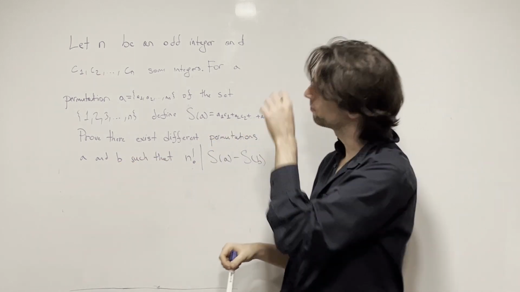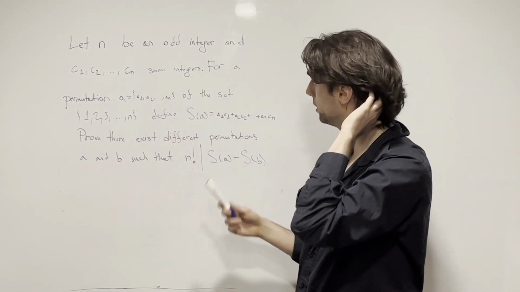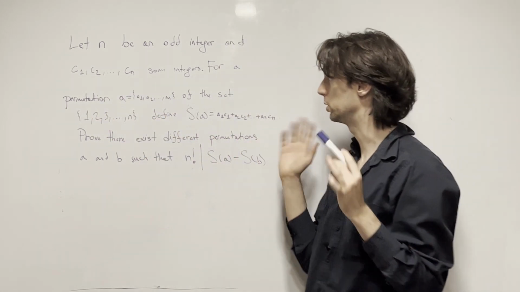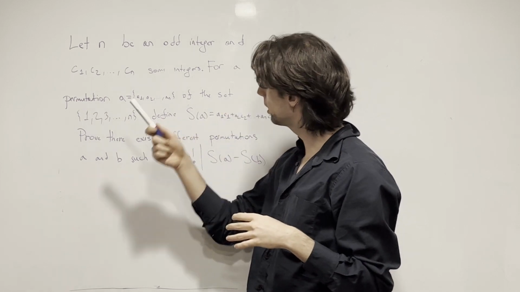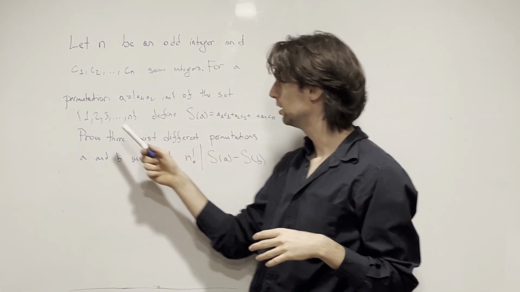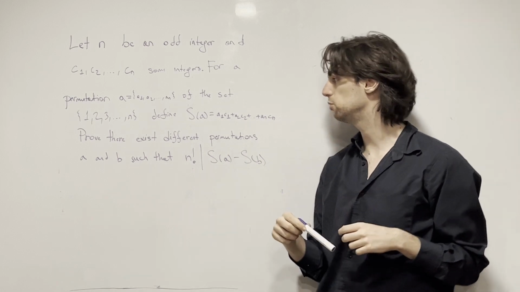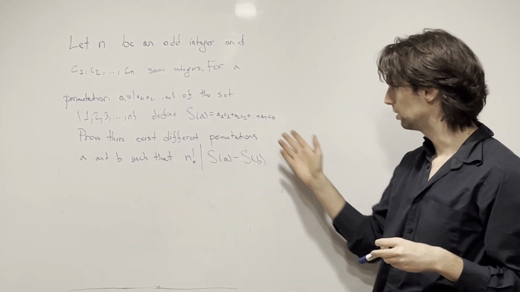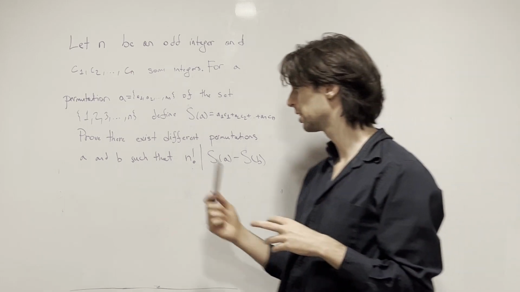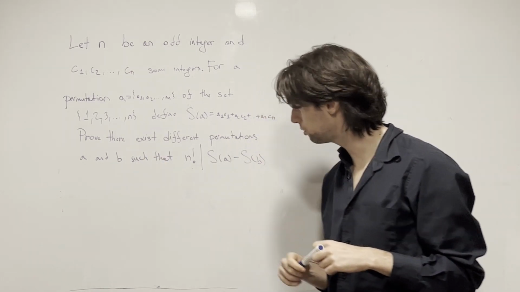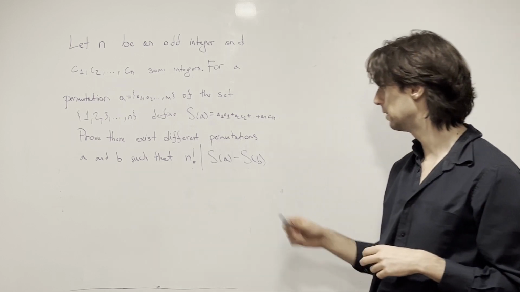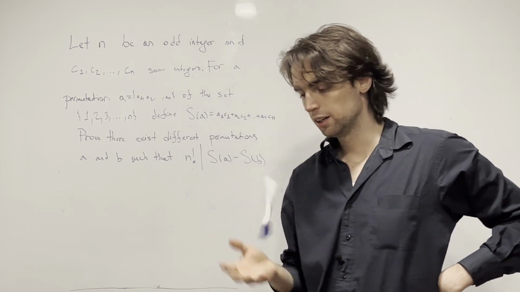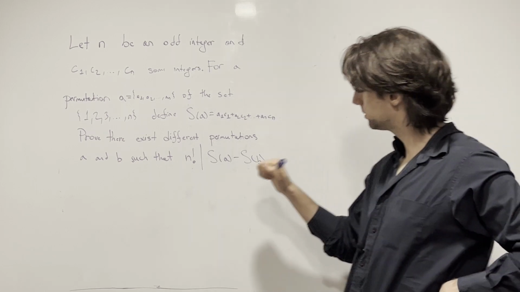Because here's what's happening. We have n is some odd integer, and c1 through cn are some integers, we don't know which ones. For a permutation a of the set 1 through n, we define S(a) to be this sum: a1 times c1 plus a2 times c2, all the way through an times cn. Prove there exist two different permutations, a and b, such that n factorial divides S(a) minus S(b). Okay, now this is interesting.